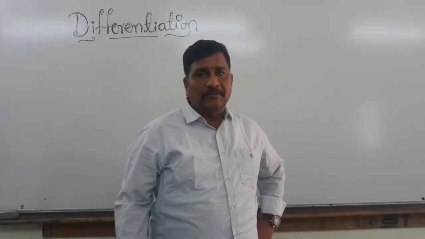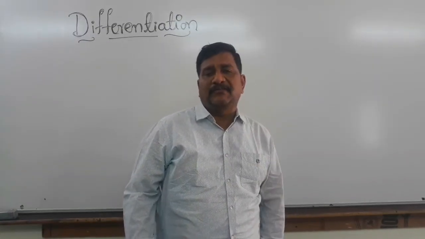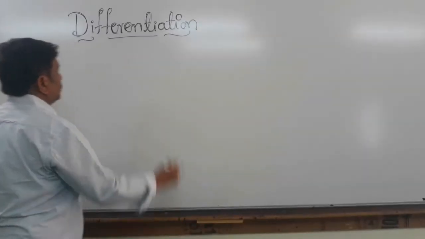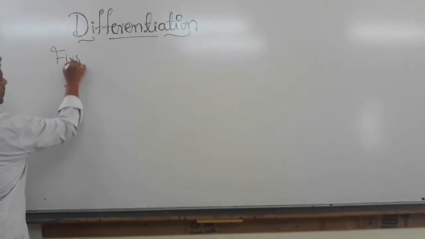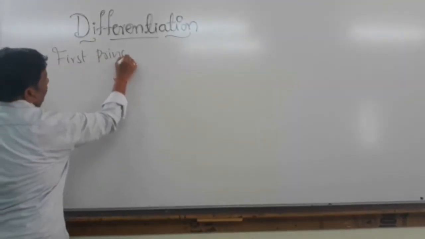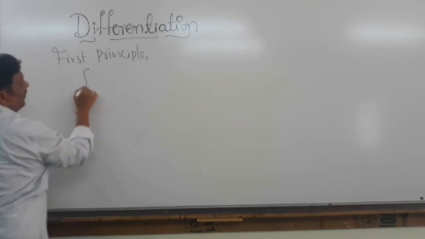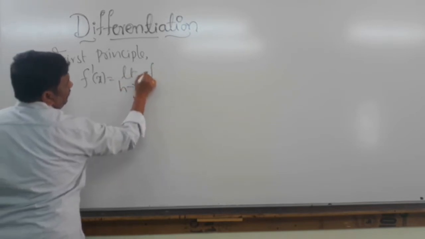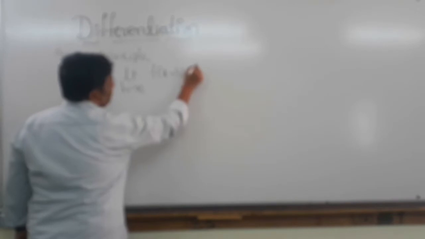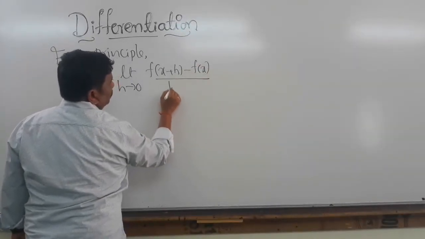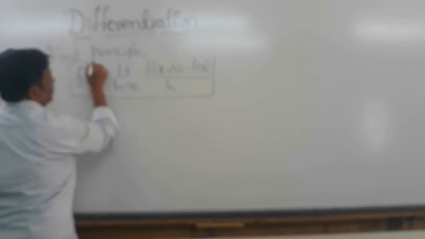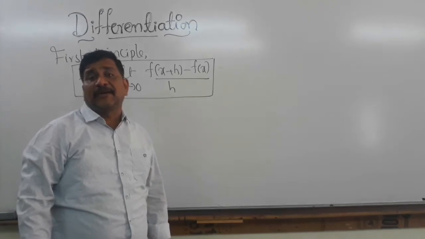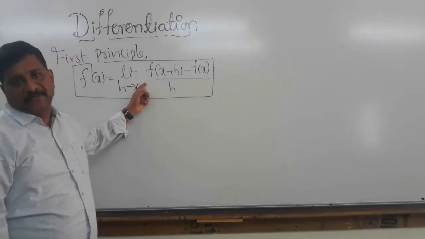Now we see about finding the derivative of any function by using first principle. So you know what is the first principle? First principle: f dash of x is equal to limit h tends to 0, f of x plus h minus f of x upon h. Generally you know the derivatives of functions. Now we are finding the derivative of functions by using this first principle. Okay, how to find out?